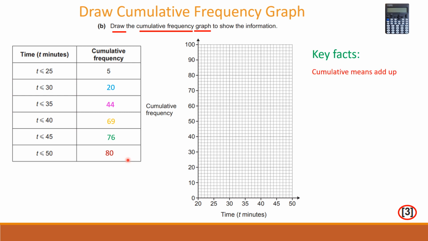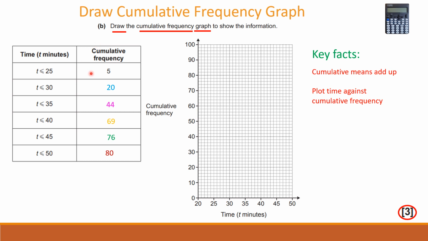Now the key fact that you're going to need to be able to answer this question is you need to know that the word cumulative means add up. These have already been added up for us here, so these are my cumulative totals. And you're going to plot the time against the cumulative frequency. So you can see the axes have already been drawn out for you. You've got time on your x-axis, cumulative frequency on your y-axis. So you're going to be plotting the x-axis against the y-axis, or time against cumulative frequency.